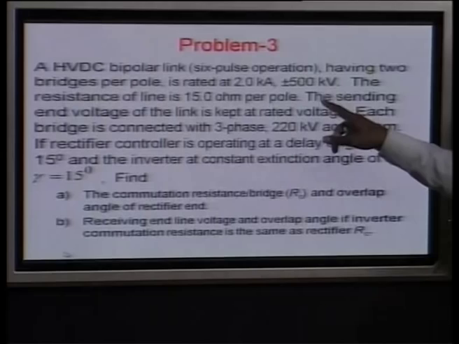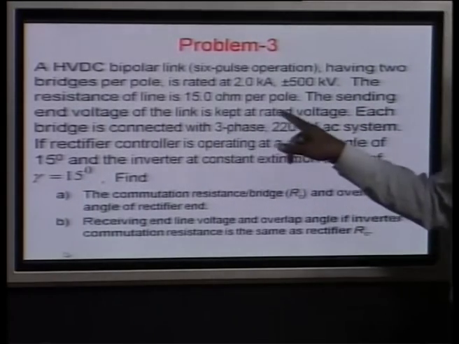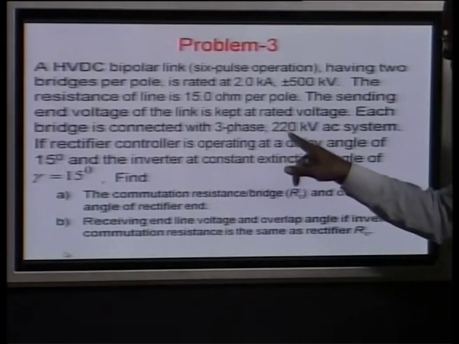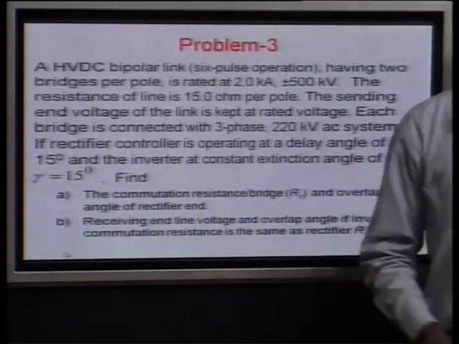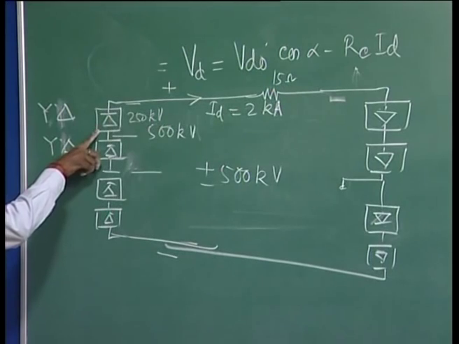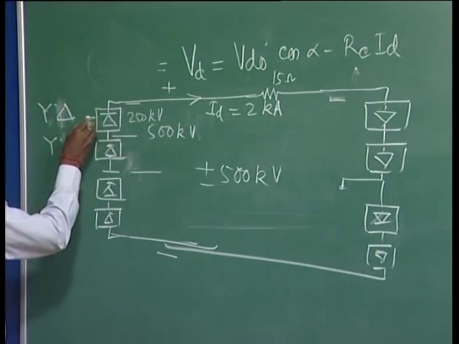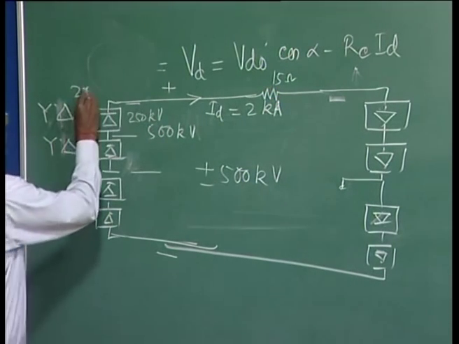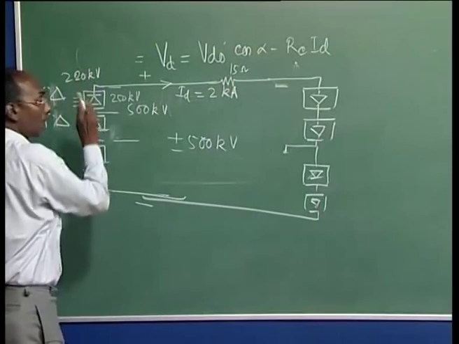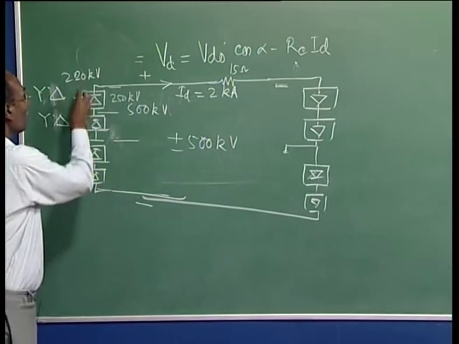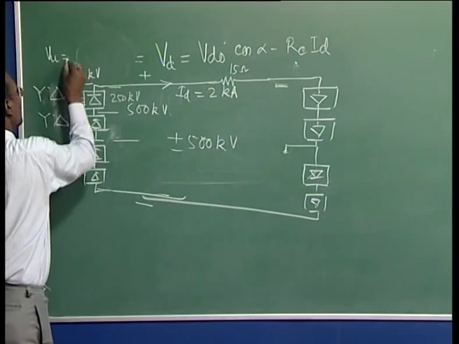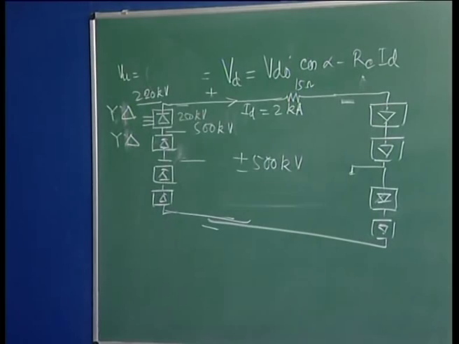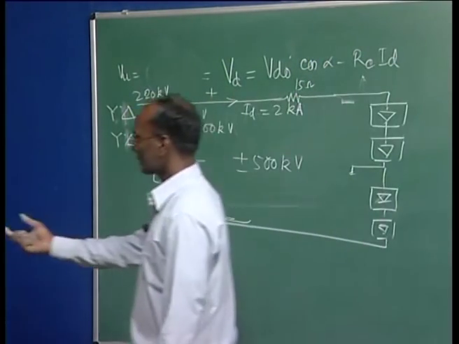Now, the sending end voltage of the link is kept at the rated voltage, mind it, and each bridge is connected with the 3 phase 220 kilovolt AC supply system. Means this is each bridge, not each pole. Here we are having the 3 phase, 220 kilovolt AC system. So, this value is again your VLL, this is given to you.